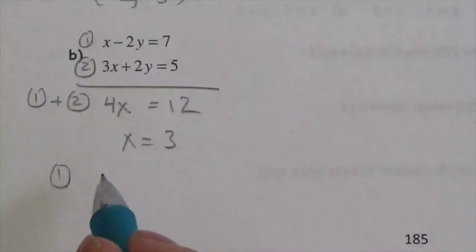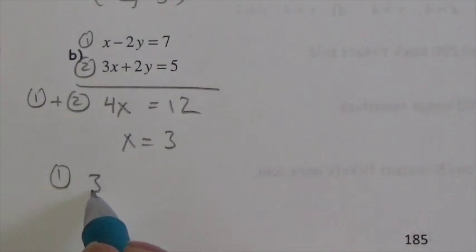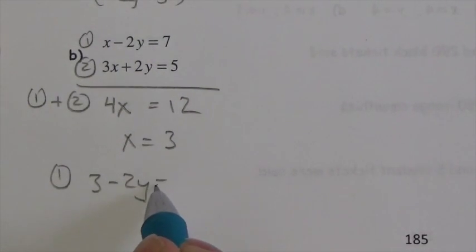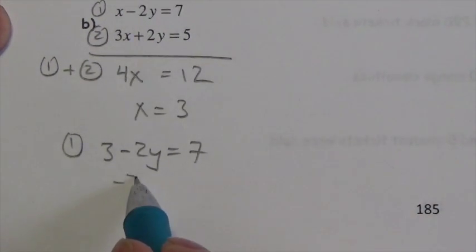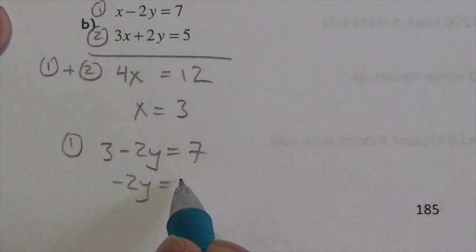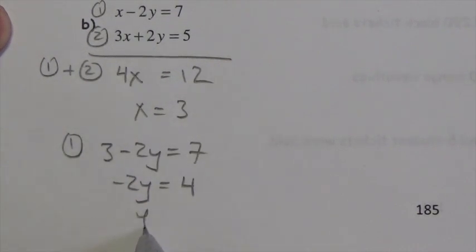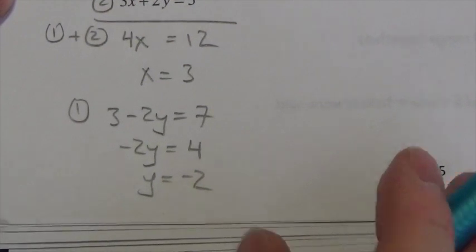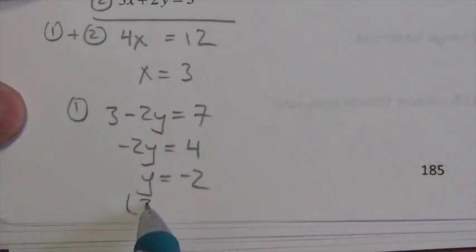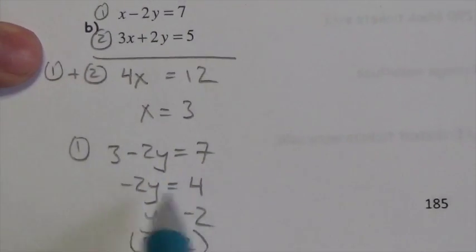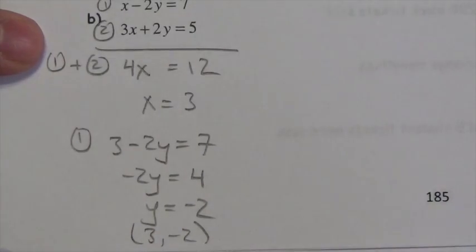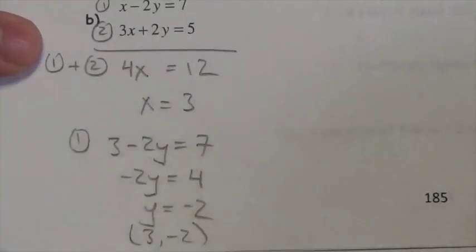That should work in either one of these equations, but I'm going to choose equation 1. So 3 minus 2y is equal to 7. And I'll subtract the 3 from both sides, so negative 2y is equal to 4, and so y is equal to negative 2 when I divide by negative 2. So the point that I think is the answer here, assuming I didn't make a mistake, is the point 3, negative 2.